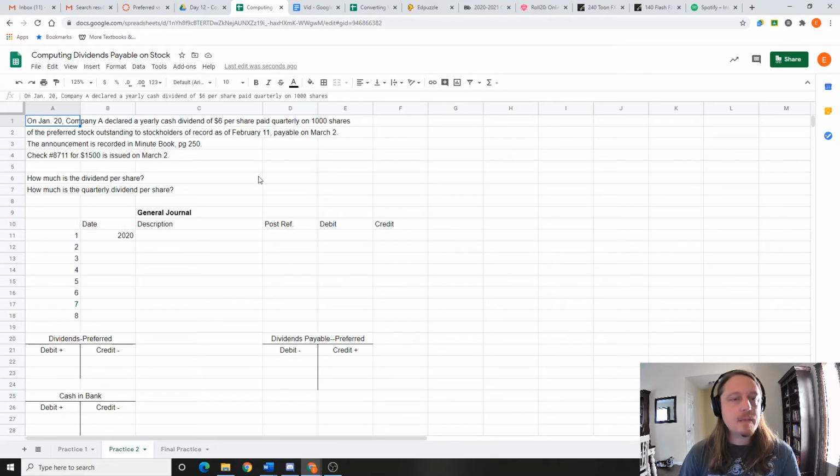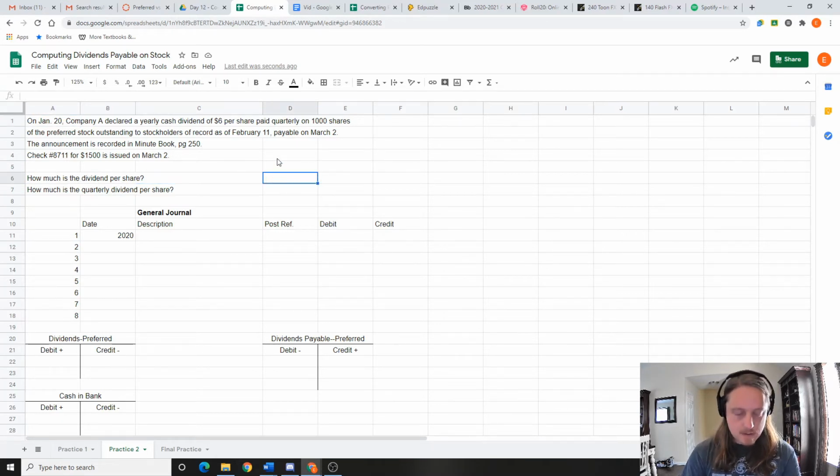So let's see how much that would be. How much is the dividend per share? Well, it's $6 overall. But quarterly, how much is it? So we got to do some math. So this equals $6 for the year, but we're doing it 4 times. So we divide it by 4, and we get 1.5. So that would be $1.50, okay, every quarter.